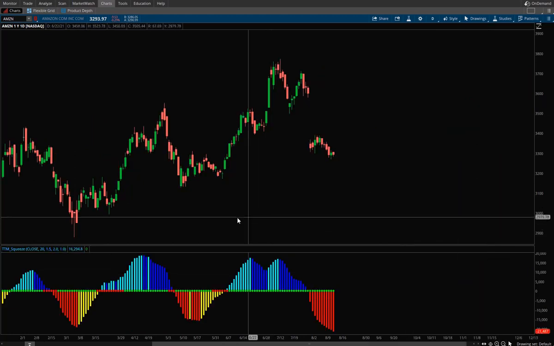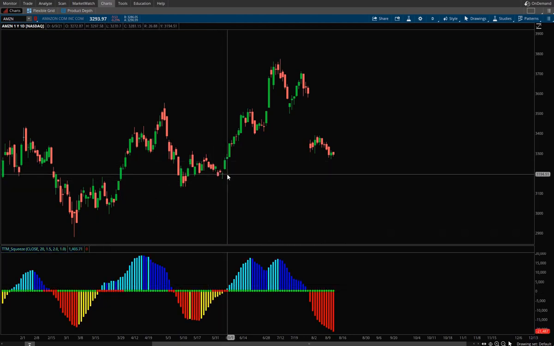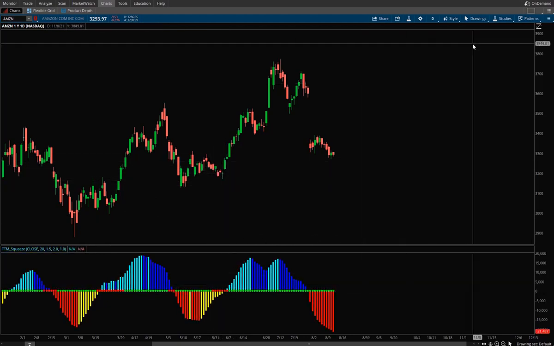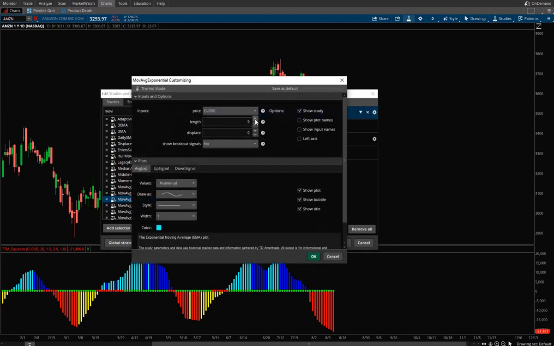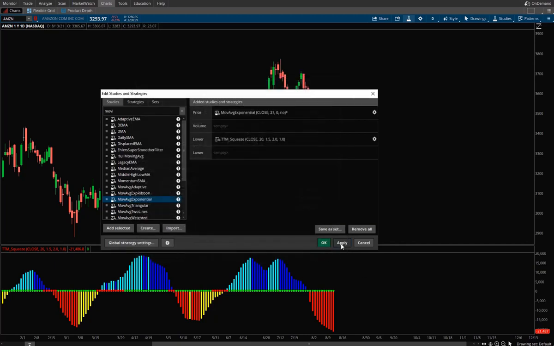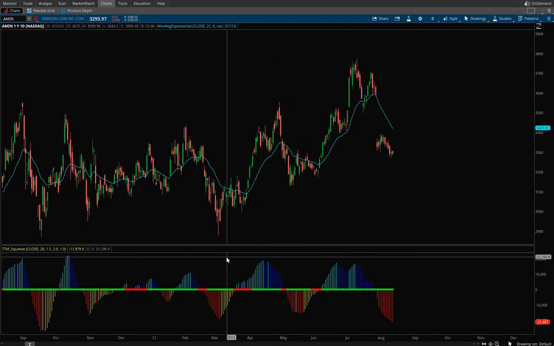So now you can look at this and see, okay, this would be great to enter in here, but how would you know to actually enter at that level? One of the things that I like to do, and we can add it together, is a moving average. So you come to moving average exponential, double click that, come in here to this little gear icon, and change this to 21. So the 21 EMA. Hit OK, hit apply, and now we can zoom back.